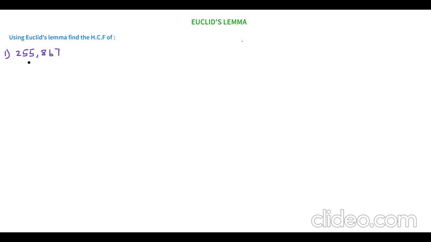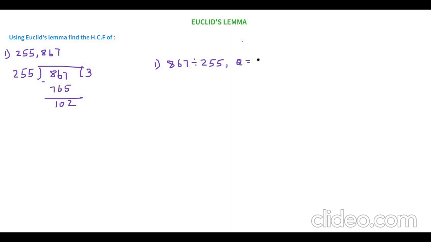Since 255 is the smallest number, I will write 255 here. This will be divided into 867. So let's divide this. We get a 3 here and we get 765 here and the remainder is 102. So our first step, step number 1, we will write 867 divided by 255. We got a quotient of 3 and a remainder 102.